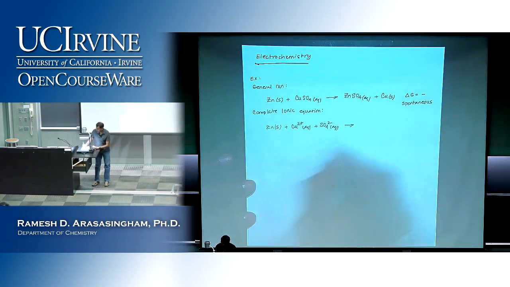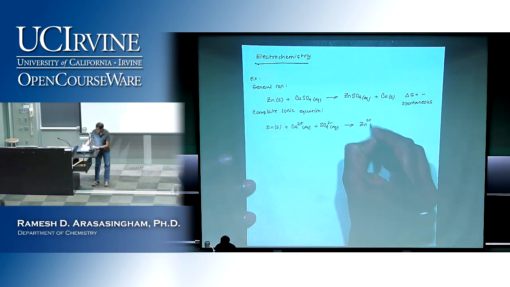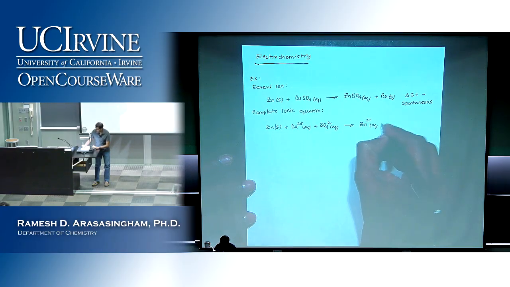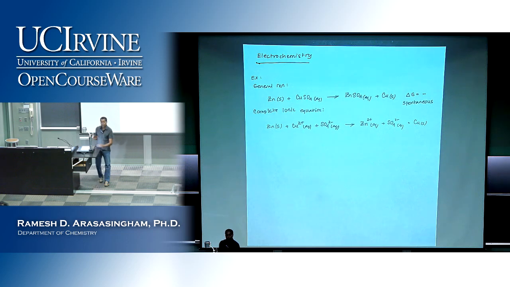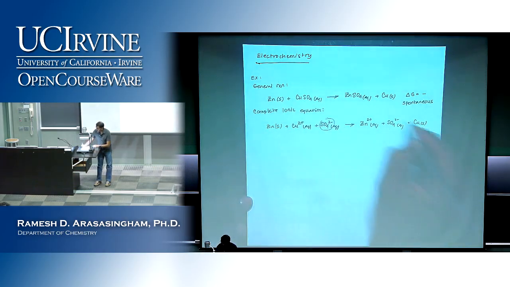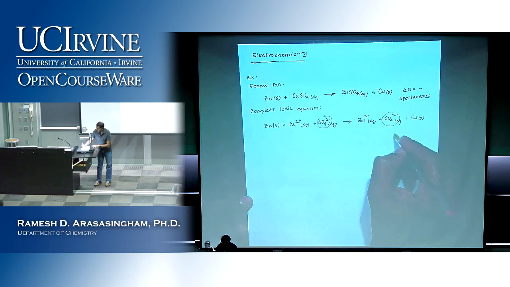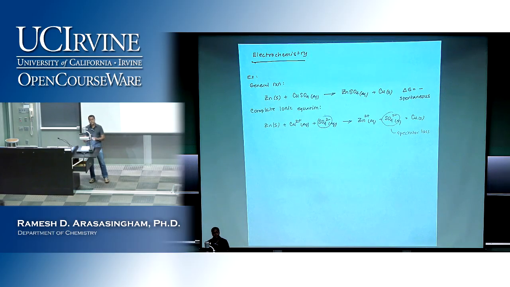Now on the product side, now we have zinc sulfate, which is a soluble salt. So the zinc 2 plus and SO4 2 minus would be dissociated, and then you end up with copper metal. So that would be the complete ionic equation. And if you look at the complete ionic equation, you can see there's sulfate at the beginning, there's sulfate at the end. So in this reaction, the sulfate anions are the spectator ions.